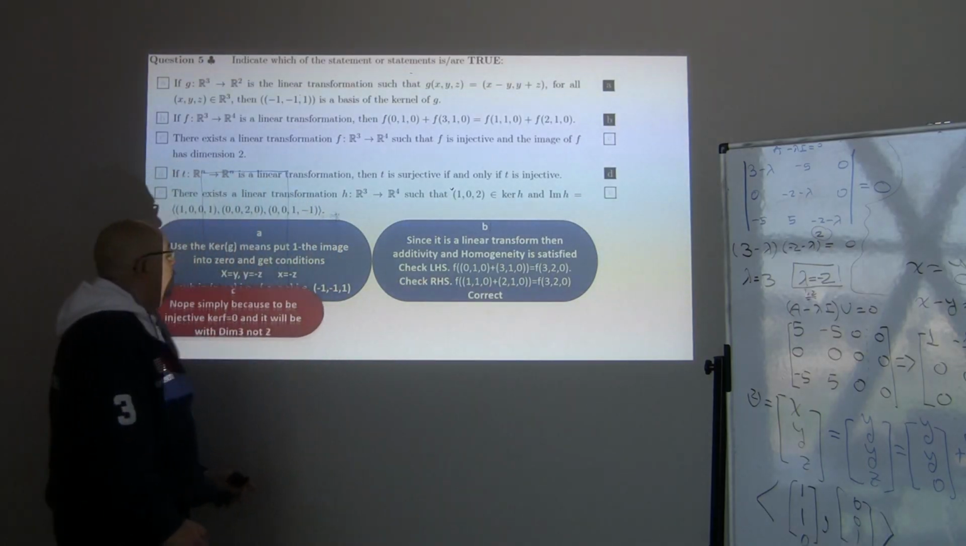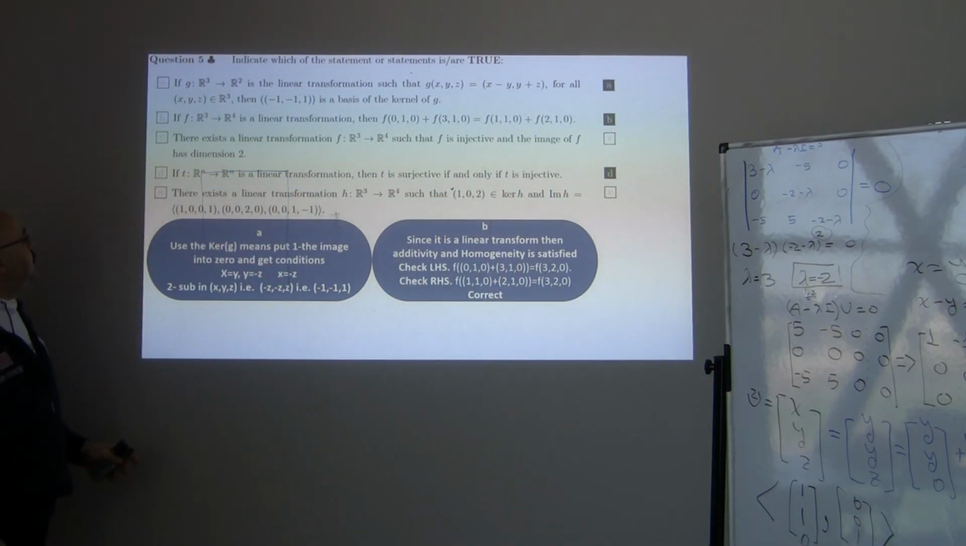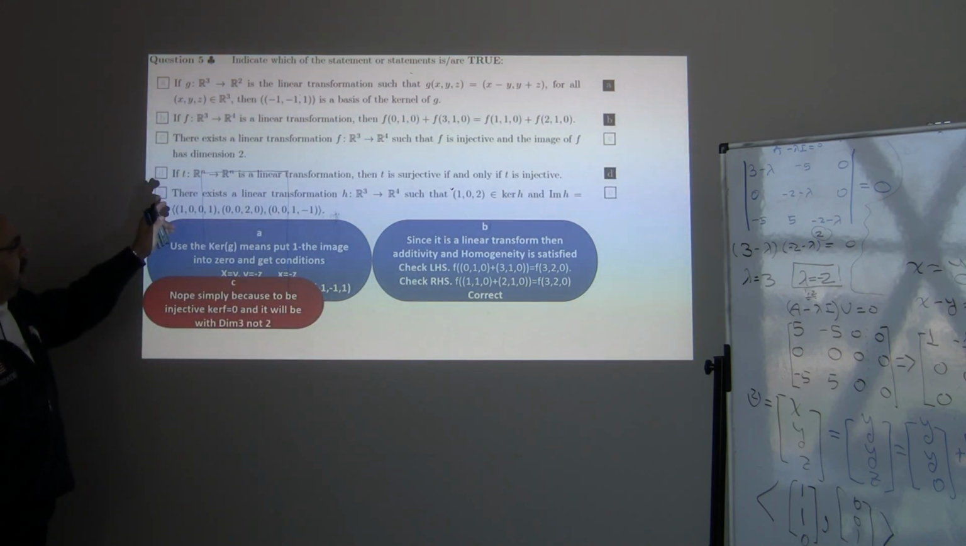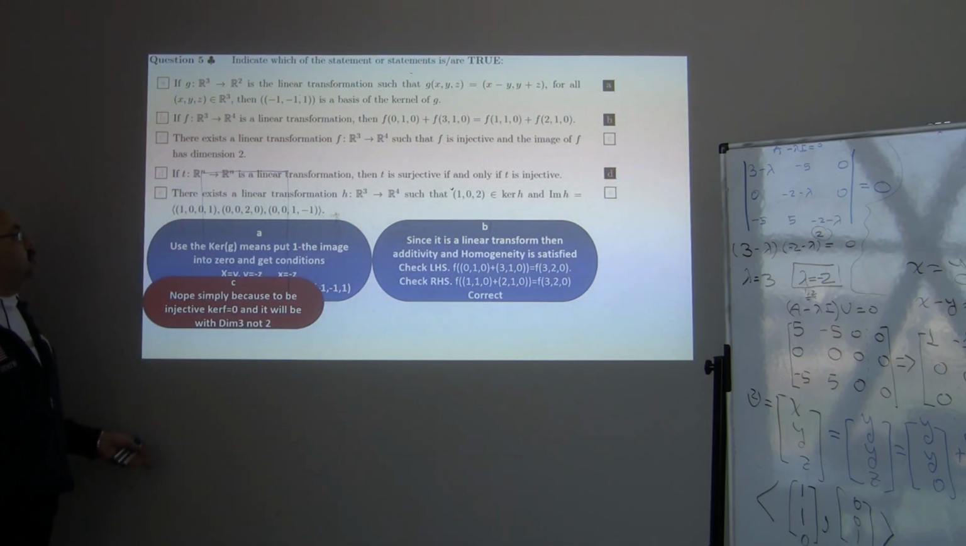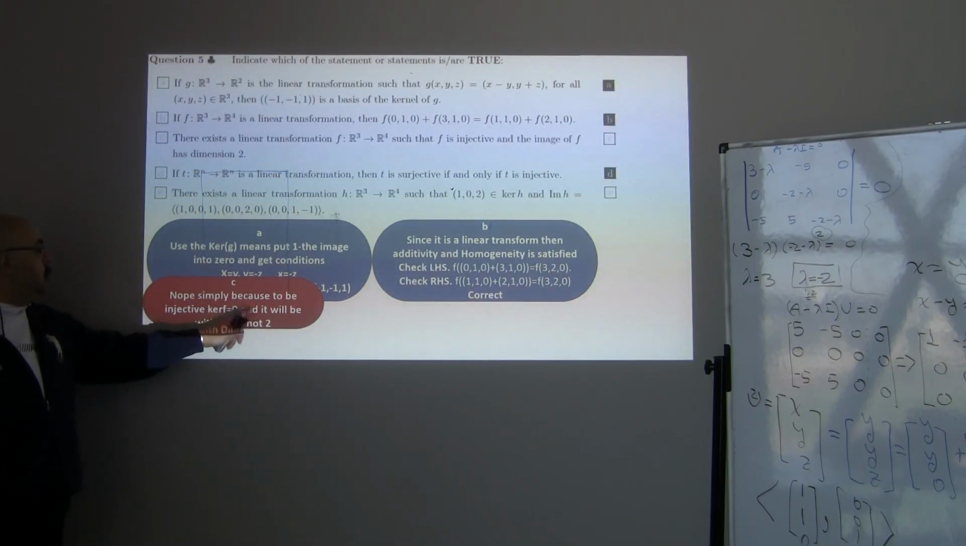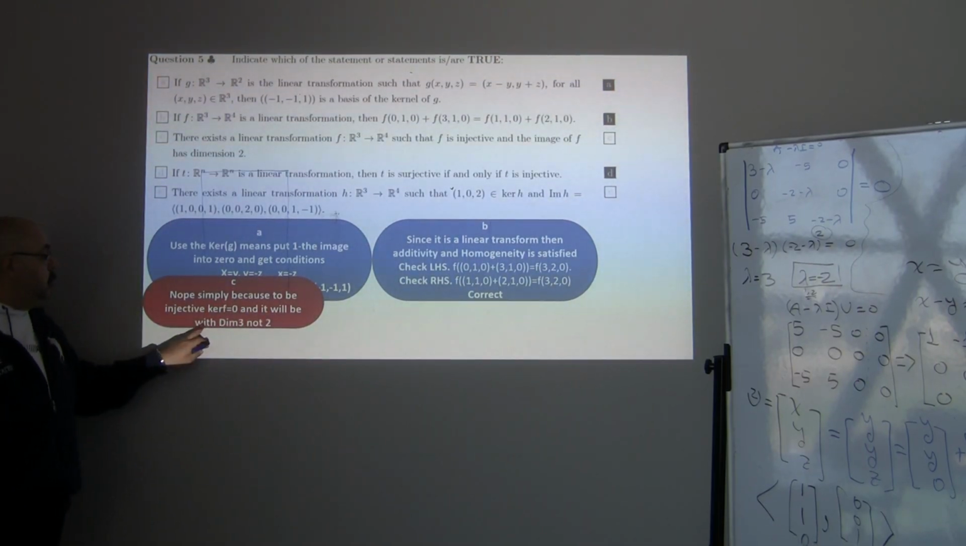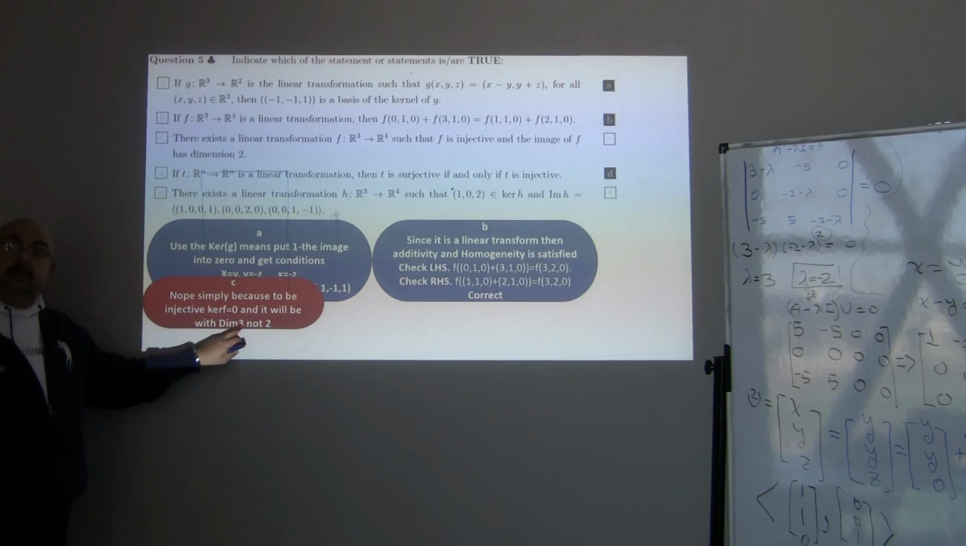Okay, perfect. He is stating that there is a linear transform from R3 such that f is injective and the image of f has dimension 2. It's not going to be injective, simply because to be injective, the kernel of f should equal 0, and it will be with dimension 3, not 2. Right? And you must get the dimension like this.